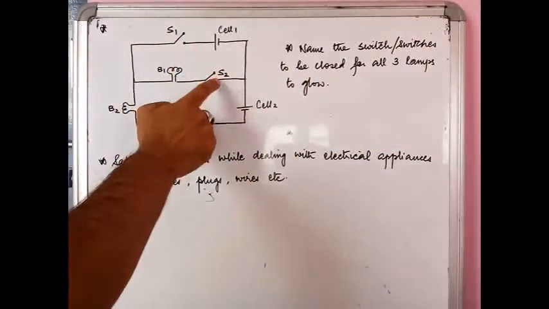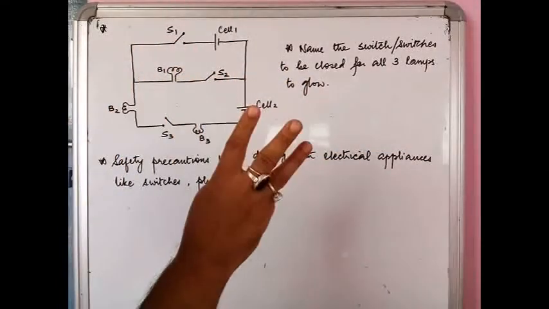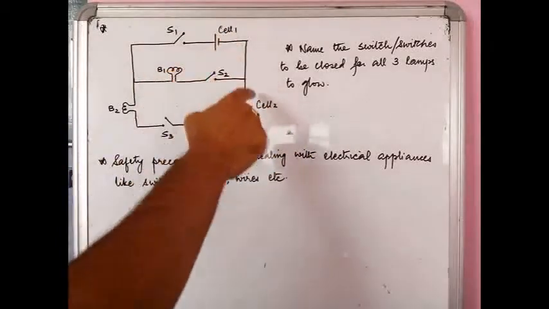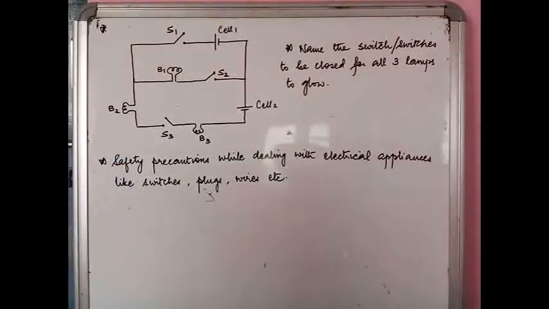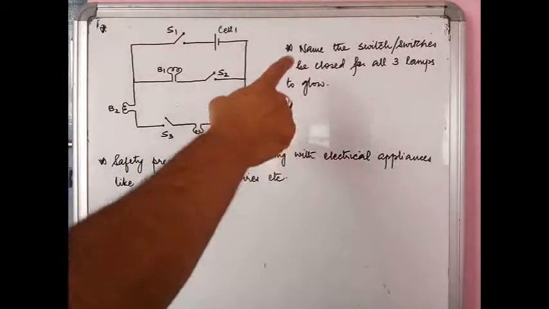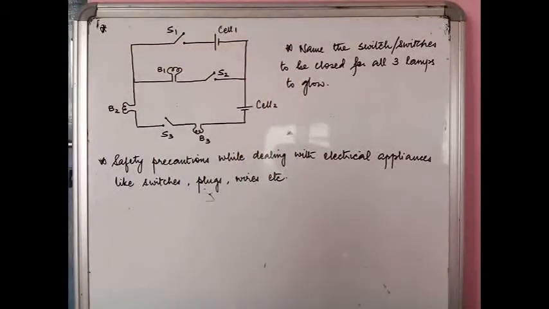Okay, switch S1, switch S2, switch S3. There are three switches, three bulbs, and you can see there are two cells. Okay, right now all the switches are in off position, so nothing is going to glow. No bulb is going to be operational. The question is, name the switch or switches to be closed for all three lamps to glow.